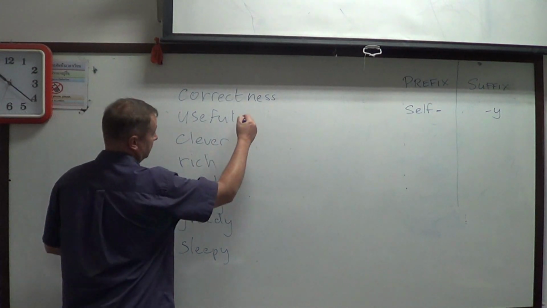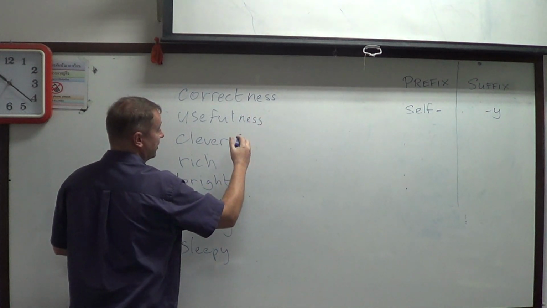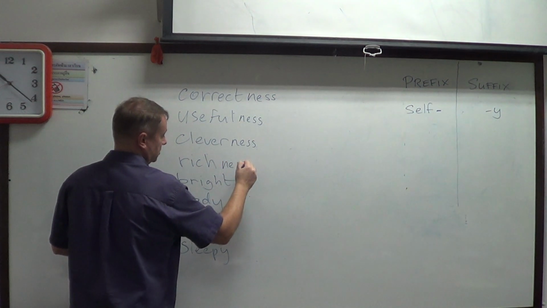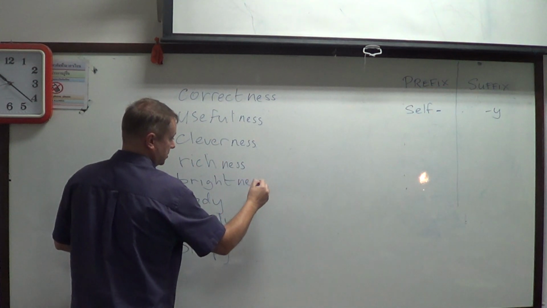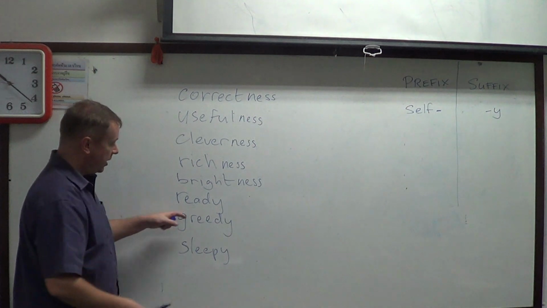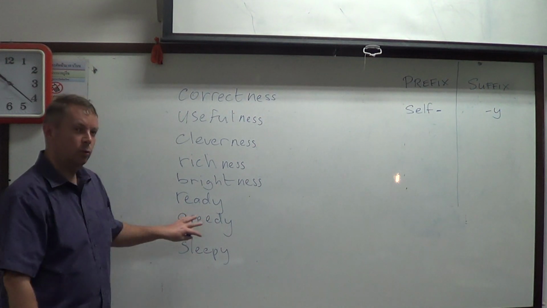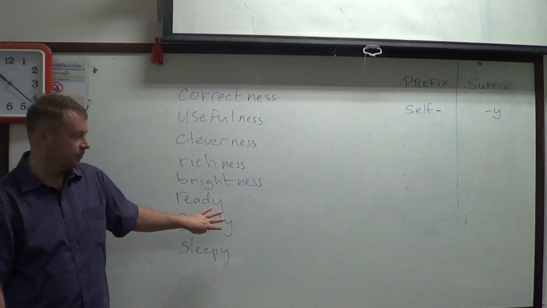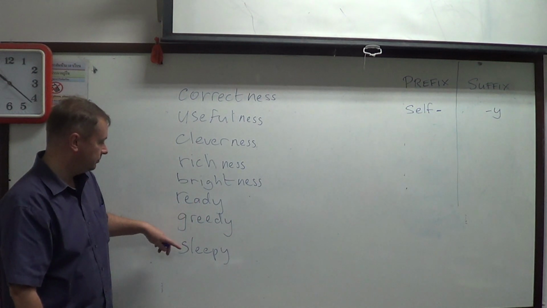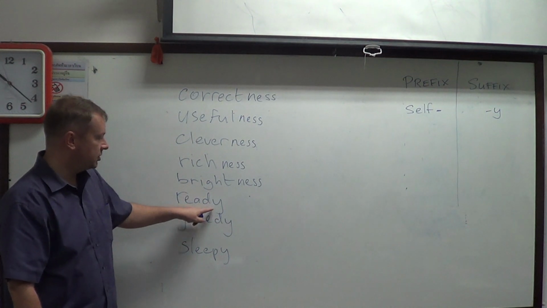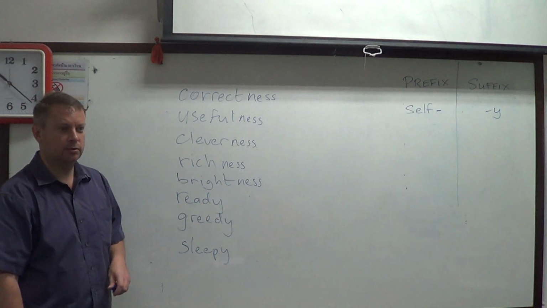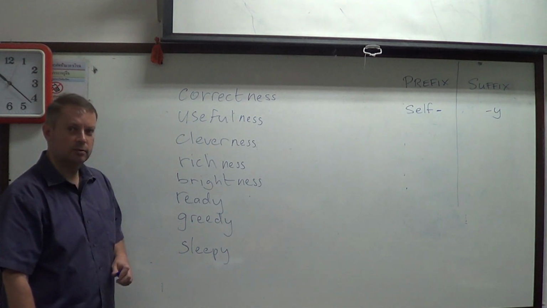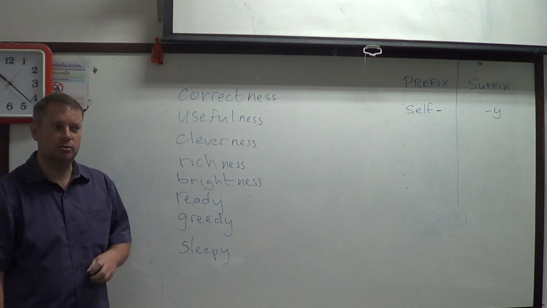Usefulness, cleverness, richness, brightness. Now, what about ready, greedy, sleepy? They are adjectives that end in Y. How will we make them into nouns?